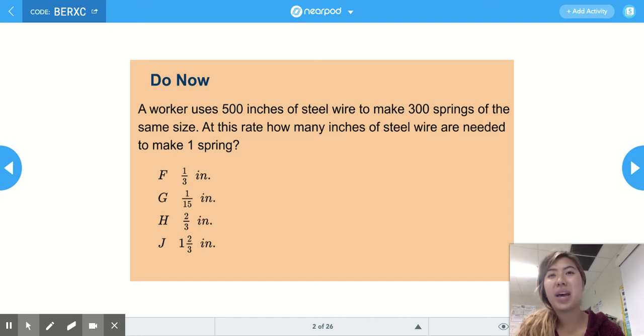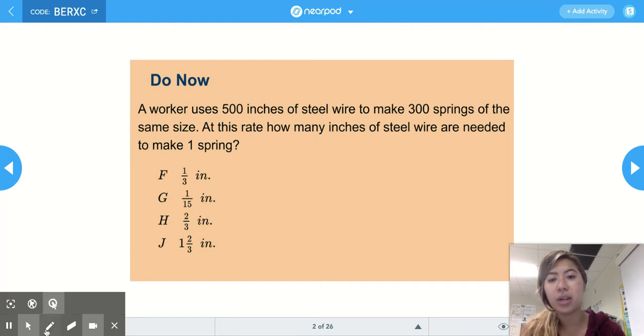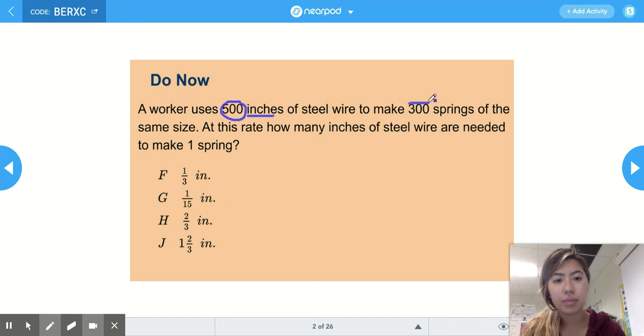Welcome to today's math lesson on graphing proportional relationships and interpreting the unit rate or slope from a table. Our do now is: a worker uses 500 inches of steel wire to make 300 springs of the same size. At this rate, how many inches of steel wire are needed to make one spring?